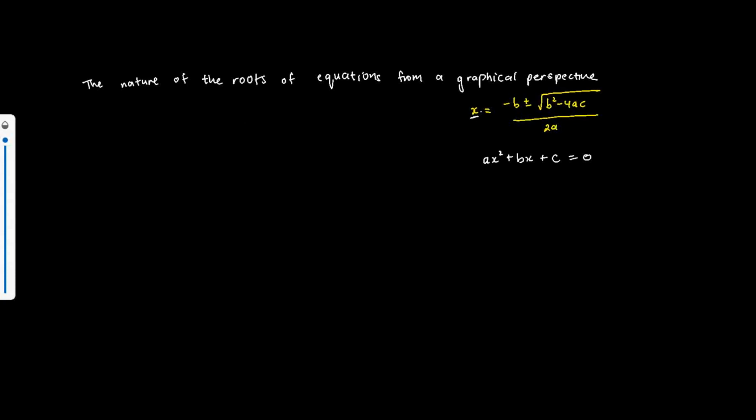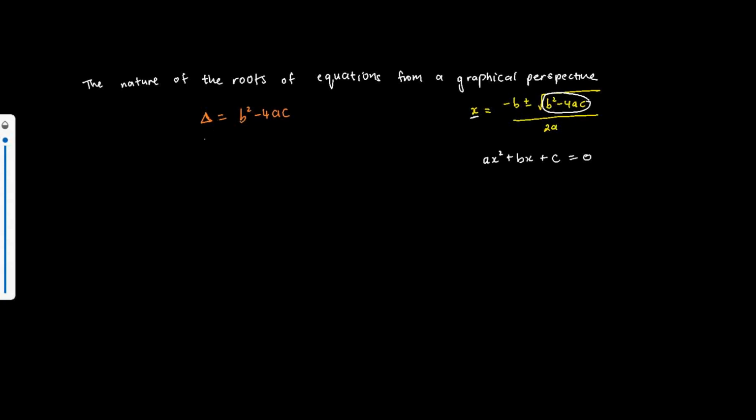So when we looked at the nature of roots, we looked at what's inside the surd, which is b squared minus 4ac. And that is what we call the discriminant. That's what we call delta. So early on this year, we looked at delta, which is basically what was inside the square root, which is b squared minus 4ac.